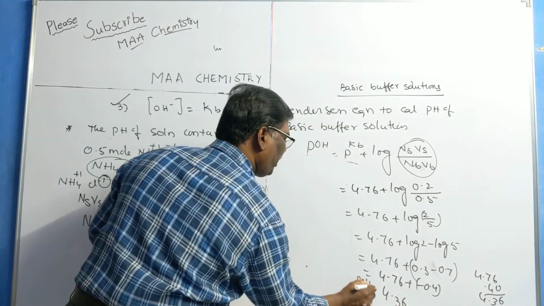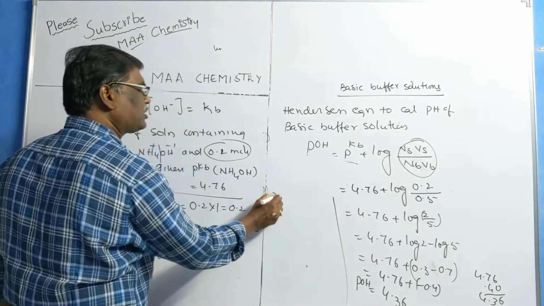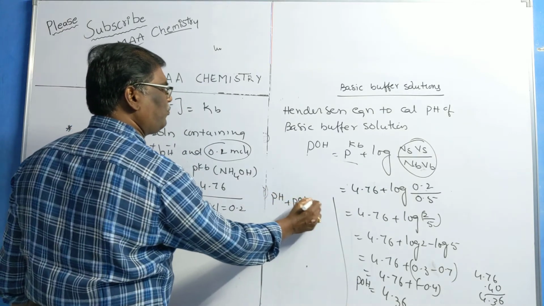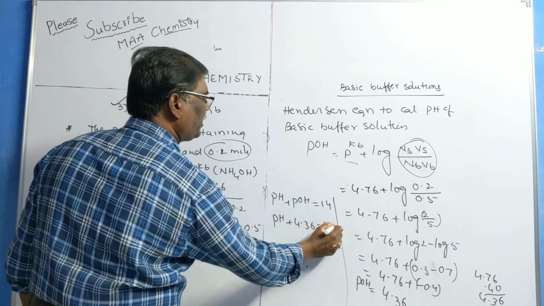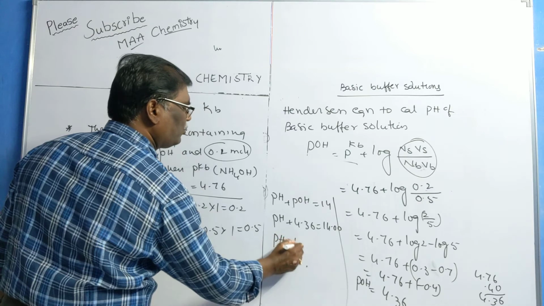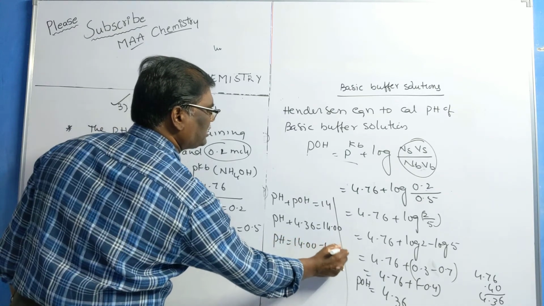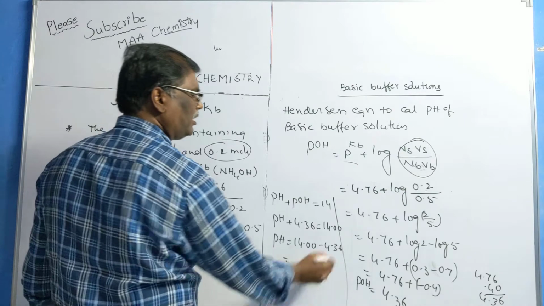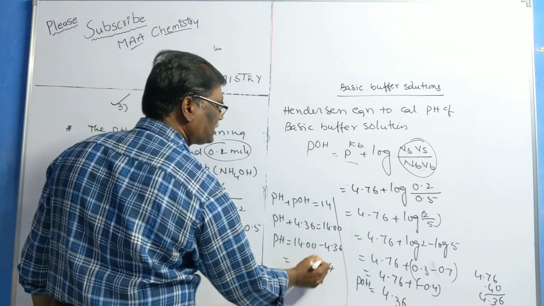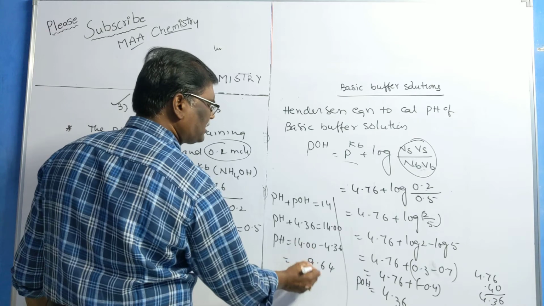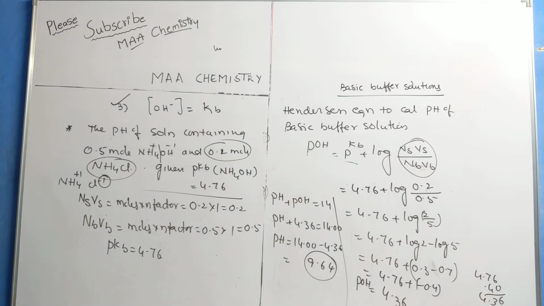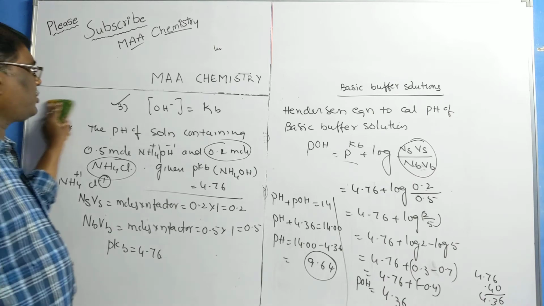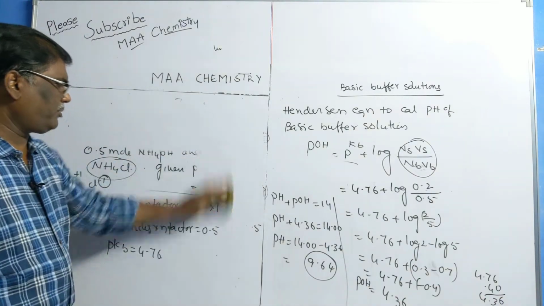This is nothing but pOH. Now I want pH. You know pH plus pOH equal to 14. So pH plus 4.36 equal to 14.00. Then pH equal to 14 minus 4.36. Thus we are getting 9.64 as the pH of the buffer solution. Thus we calculate the pH of the buffer solution. Clear?